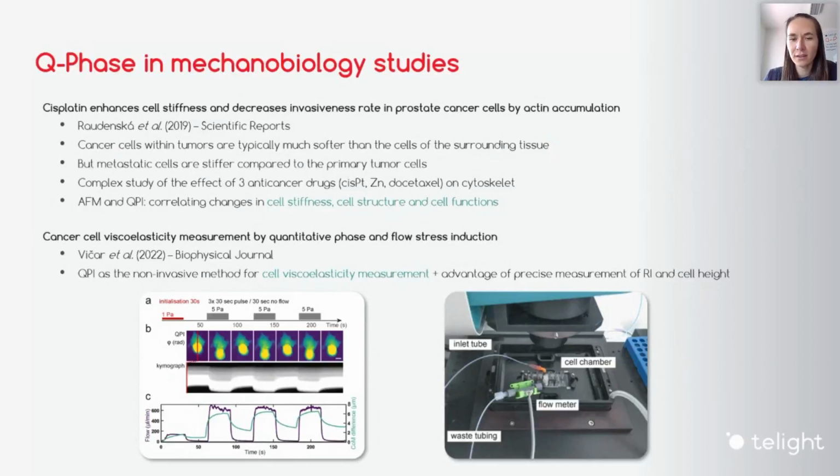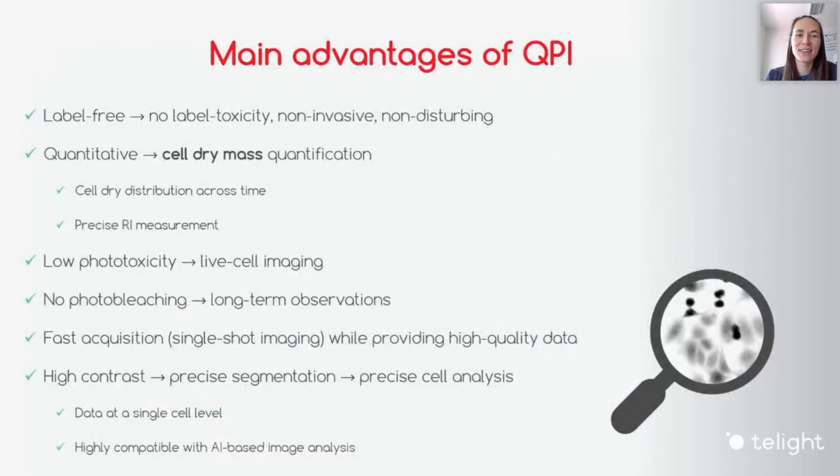So it seems that I was speaking quite fast. I hope you understand also the spotlight part, and let me just summarize once again the main advantages of quantitative phase imaging technology. So first of all, it's a label-free technique, meaning that it's non-invasive, non-disturbing. The cells really like this technology, and there is no toxicity coming from the label because there is no need to use labels for visualizing the cells.